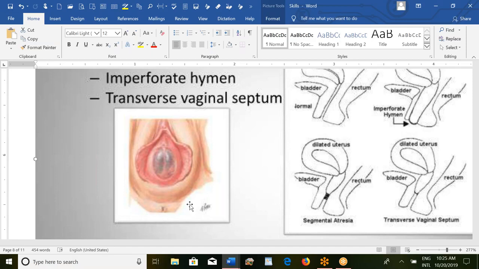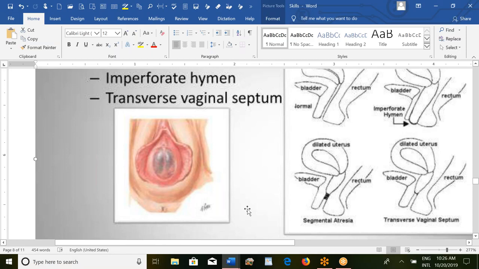And then we have to ask her history, and then with her permission we will examine her. So basically, she will have cyclical pain and pain in the lower abdomen, and she can present with urinary retention as well. Okay, so if you come across a person like this who has this imperforate hymen, how would you like to fix that problem?